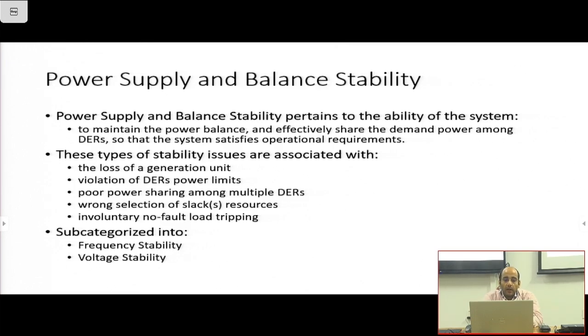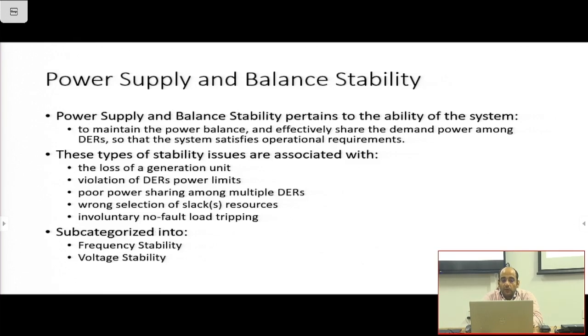Then sometimes we violate a DER's power limits. Just like a synchronous machine has got a capability curve, an inverter also has got a capability curve. Now what happens if you try to overload? A synchronous machine can still be overloaded up to a certain extent. But an inverter, which carries power electronic devices, cannot be overloaded. Instant overloading can lead to failure. So overloading of distributed energy resources can lead to failure.